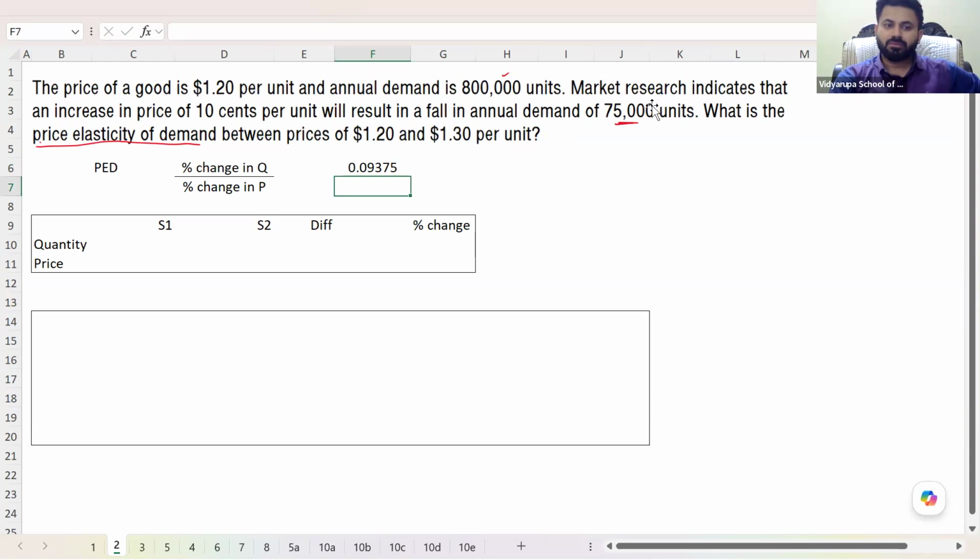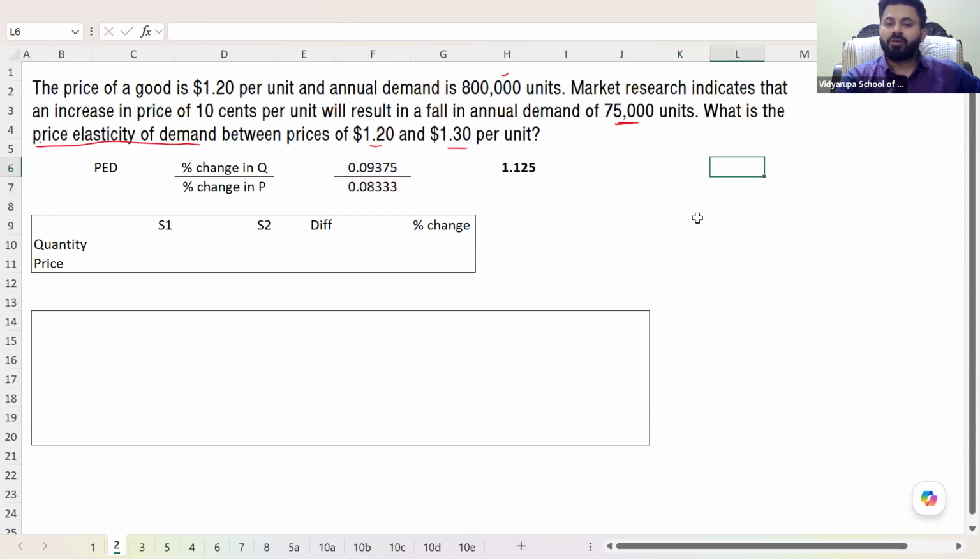What is the denominator? Percentage change in price. How will the price change? 1.2 will become 1.3. Price is increasing. So what is the difference? $0.1, right? $0.1 divided by the current price, which is 1.2. From 1.2, it will become 1.3. So change in price, which is $0.1, divided by current price of 1.2, is 0.0833. Based on this, I can do the math. This divided by this, job done.